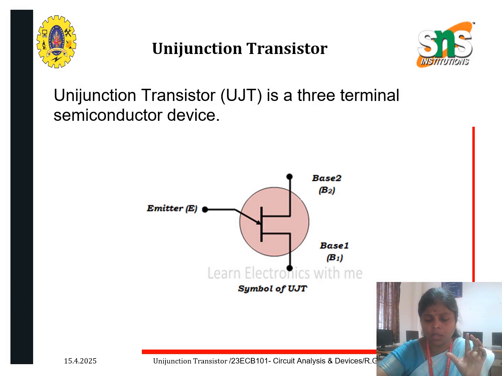First, coming to the UJT, which is termed as Unijunction Transistor. It is a three terminal semiconductor device. Discussing the symbol of UJT, it has three terminals, which are emitter, base 1 and base 2. This is the symbol of our UJT.